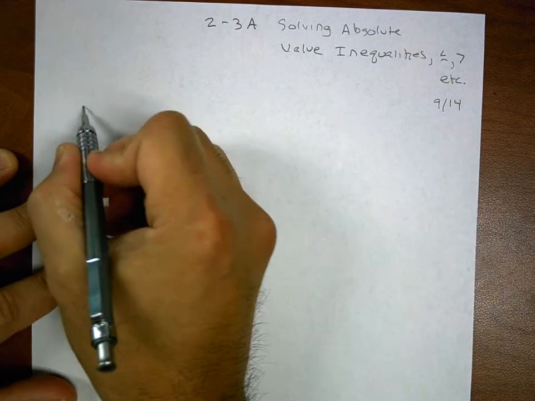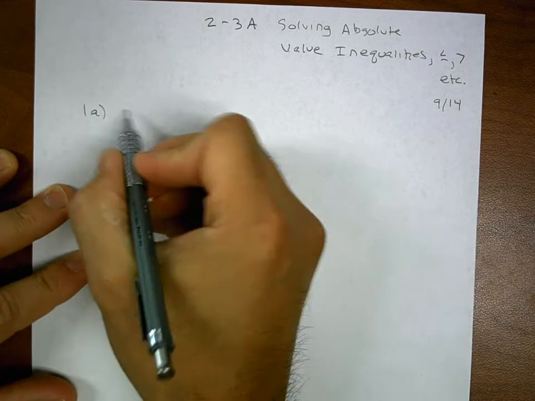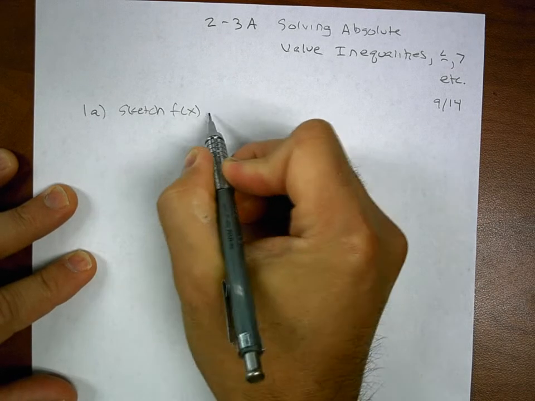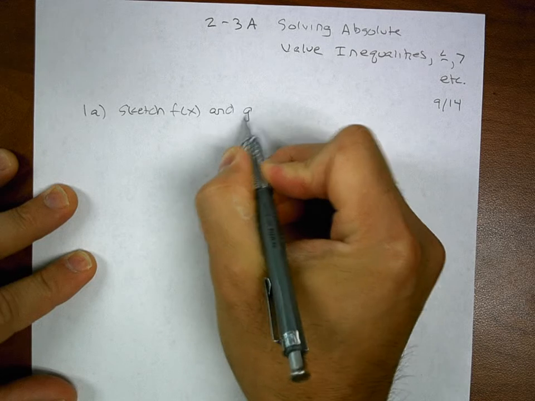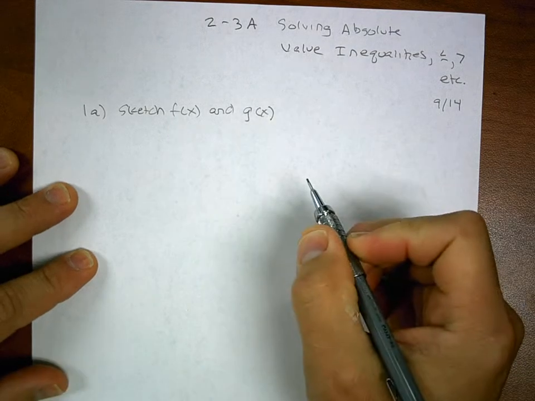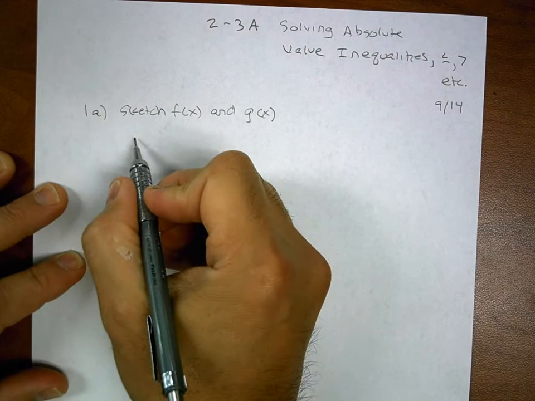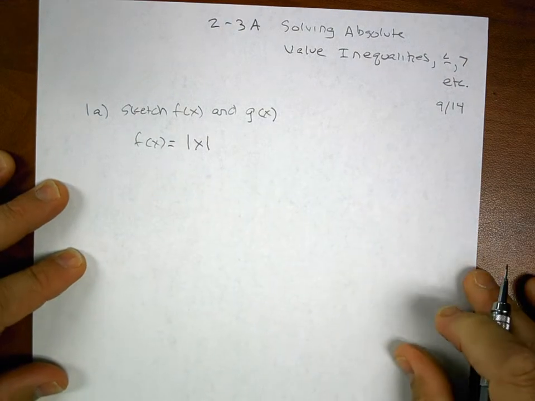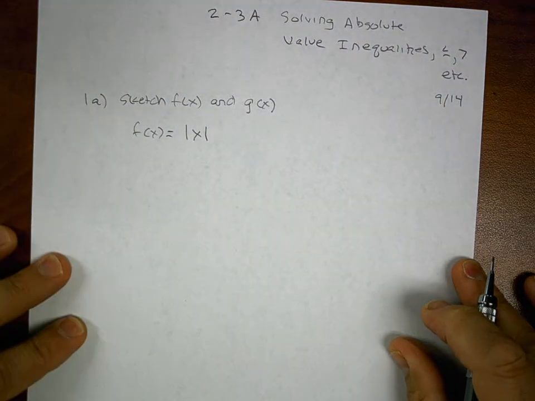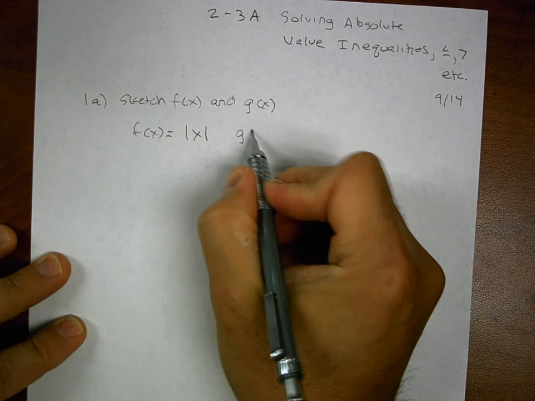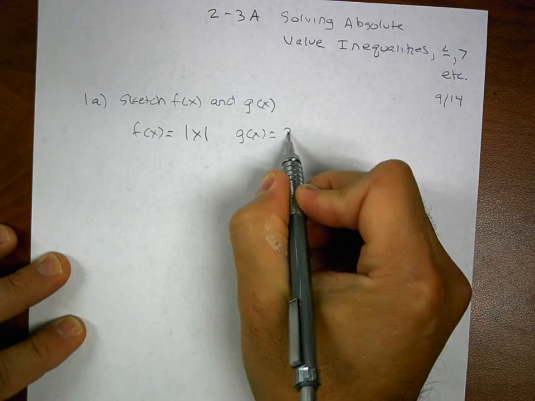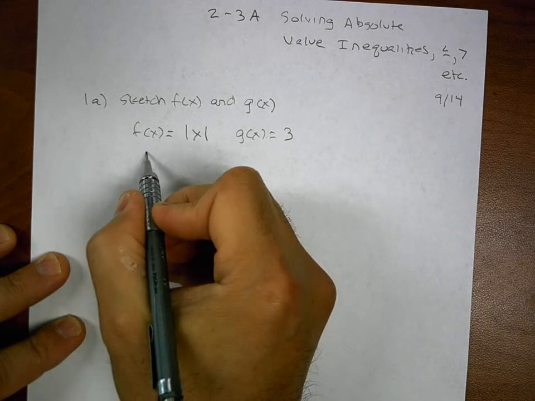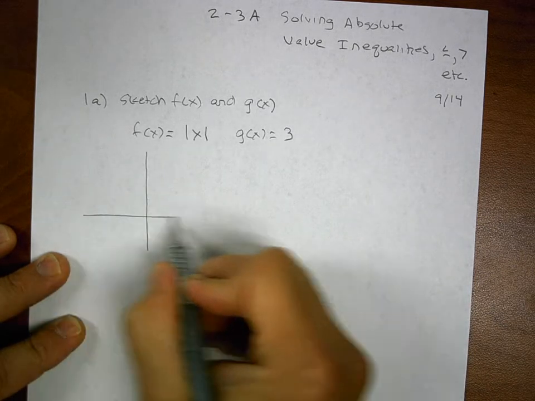All right, so 1A. Sketch f of x and g of x. And so let's do that first. So f of x equals absolute value of x, and g of x equals 3. Let's go and start with that, and then I'll ask the question.